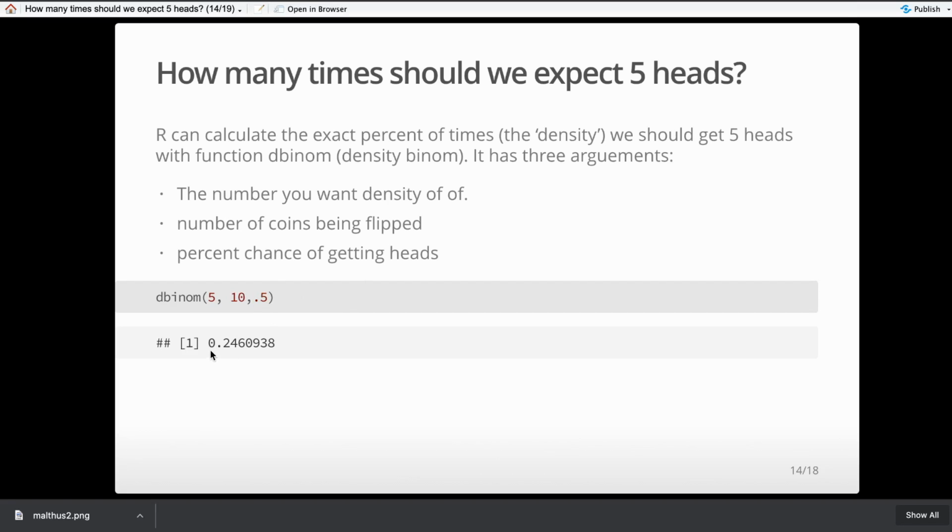And it turns out that if we were to do it an infinite amount of times, we would get 5 heads 24.6% of the time. So that's why we're generally close to the low to mid 20s when we did that before. So we can use that dbinom.